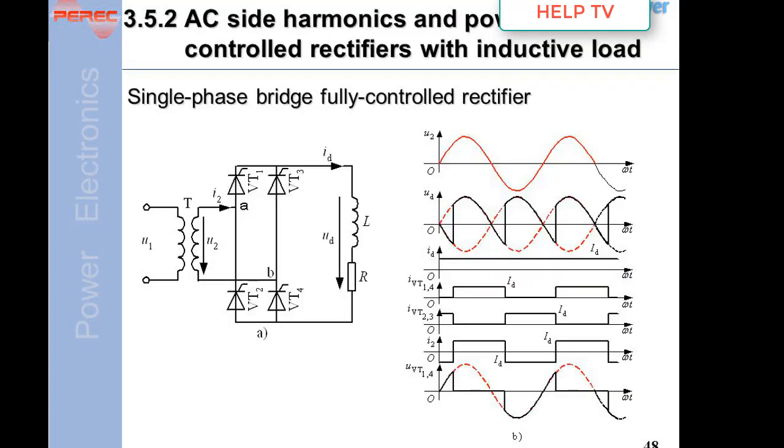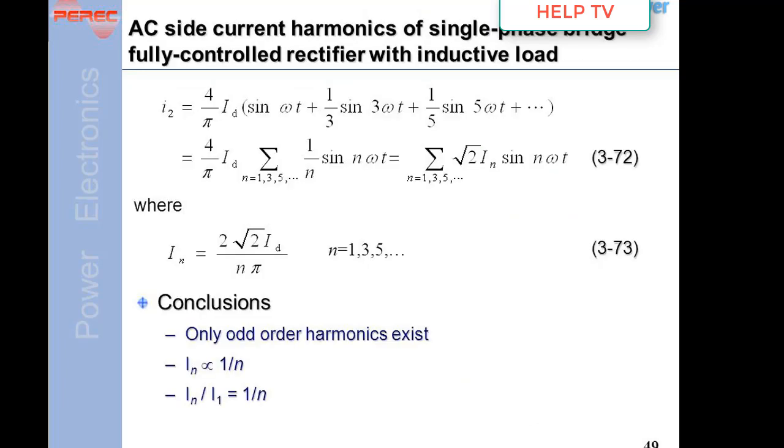3.5.2 AC side harmonics and power factor of controlled rectifiers with inductive load. Single-phase bridge fully controlled rectifier. AC side current harmonics of single-phase bridge fully controlled rectifier with inductive load.